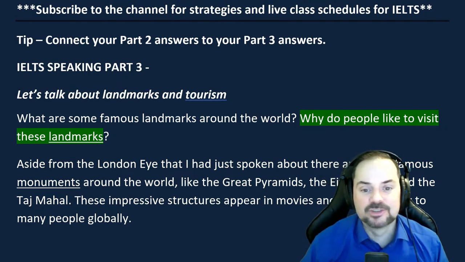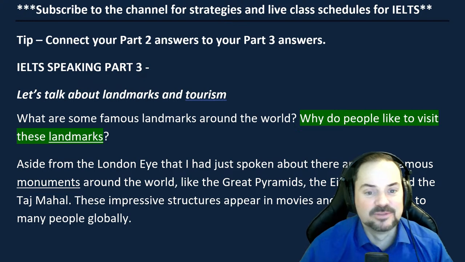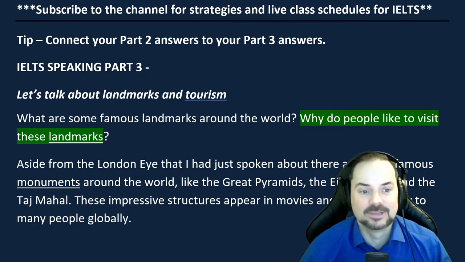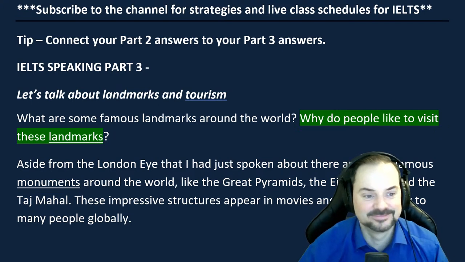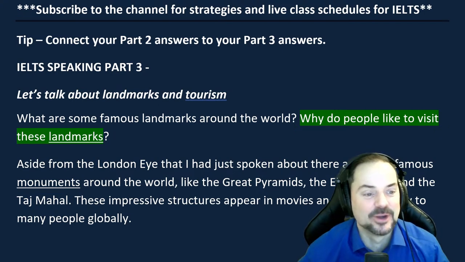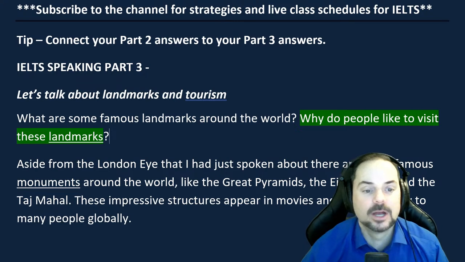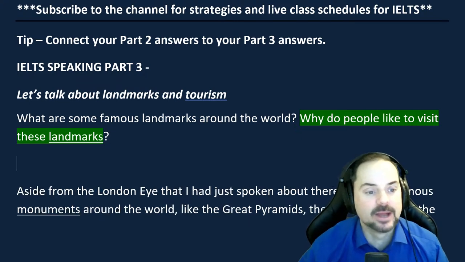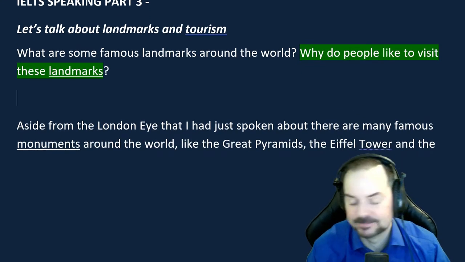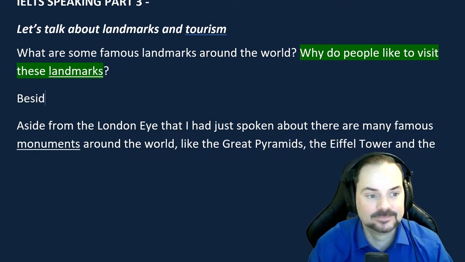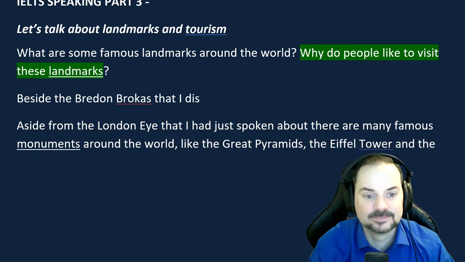All right, Andrew, well, with that interesting bit of knowledge out of the way, let's talk about landmarks and tourism. How does that sound? Excellent. All right, then let's get into it. Here we go. What are some famous landmarks around the world? Besides the Brandenburg Gate I've discussed in part 2, most people are also familiar with the Eiffel Tower in Paris, Buckingham Palace in London, and the Statue of Liberty in New York.